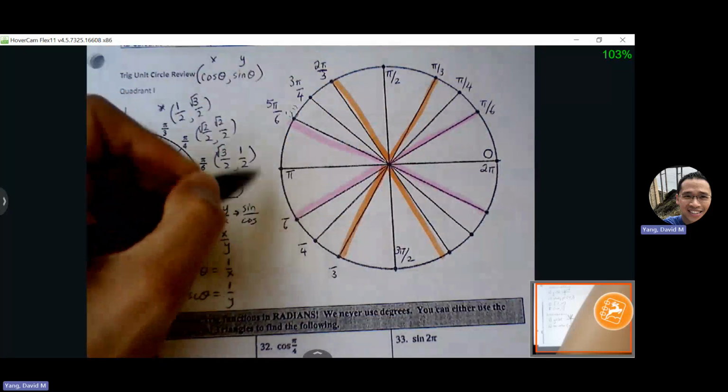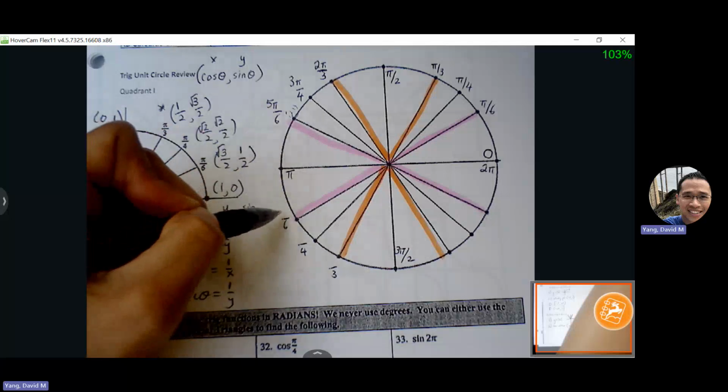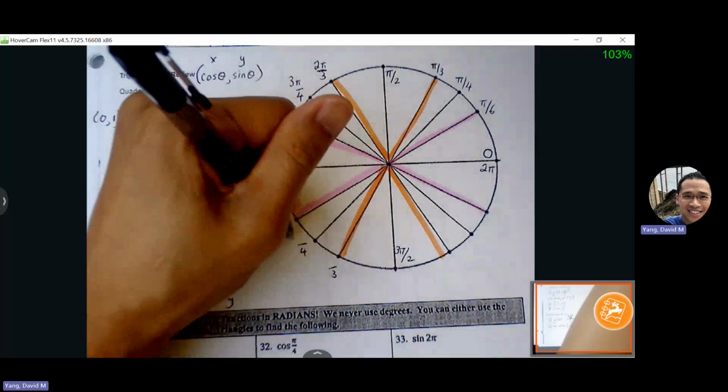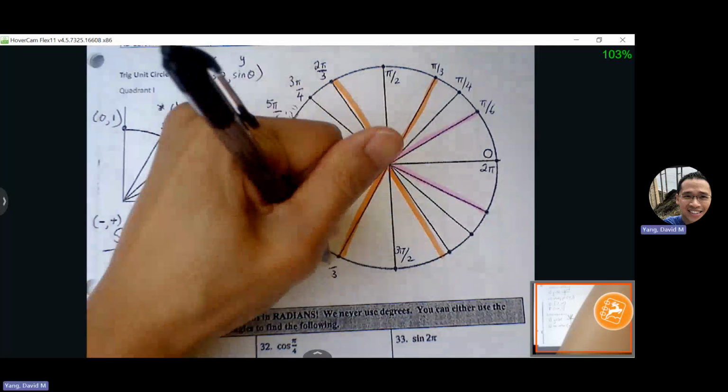Now the third quadrant, all my numerators are 1 unit more than my denominator. So 1 more than 6 is 7. 1 more than 4 is 5. 1 more than 3 is 4.